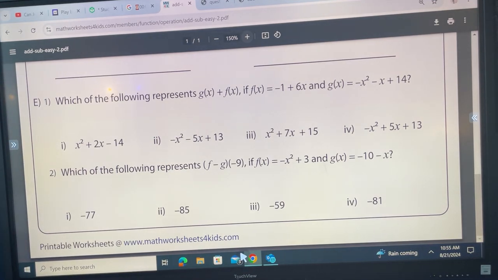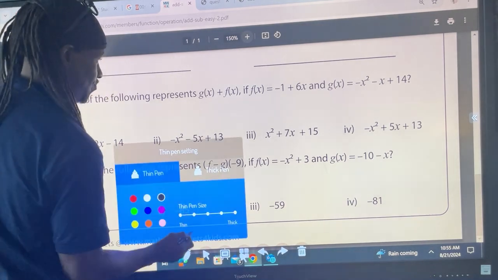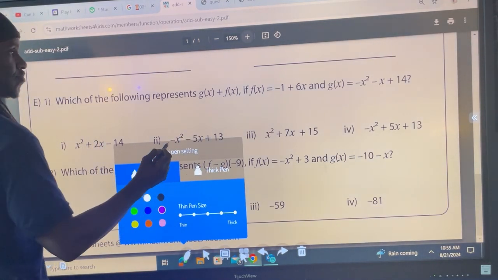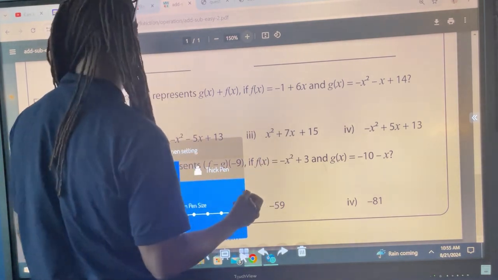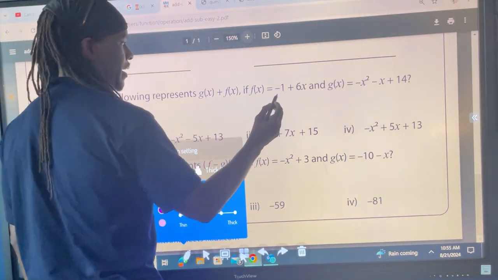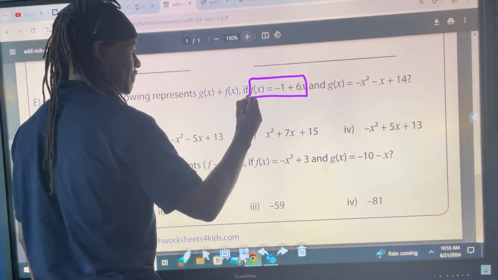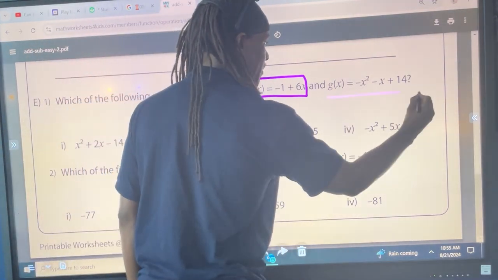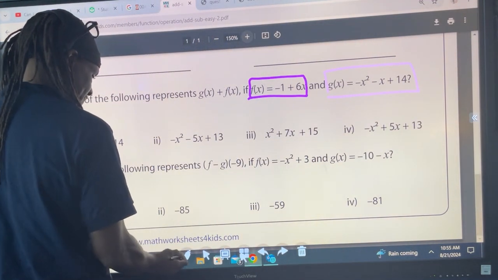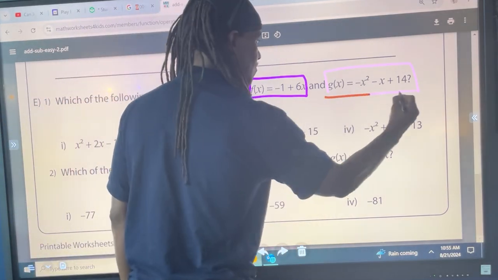Okay. Go ahead, read it out. Which of the following represents g of x plus f of x, if f of x equals negative 1 plus 6x and g of x equals negative x squared minus x plus 14? All right, so you had to add this one to this equation, correct? That's all they're asking us to do. Is there a value for x? No, there's no value.